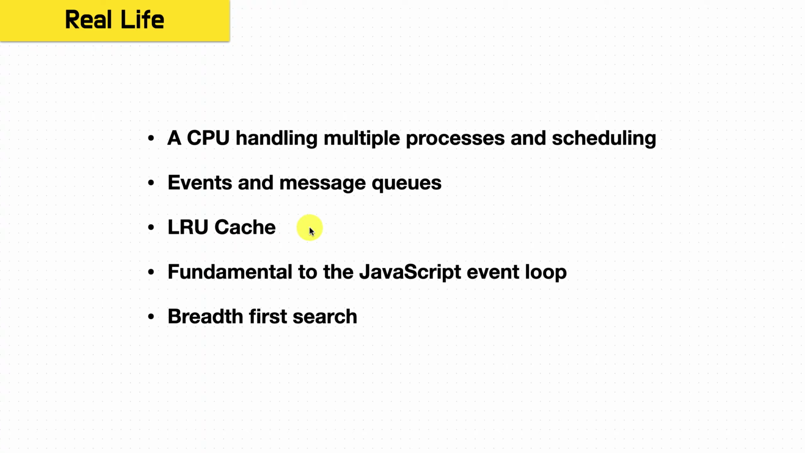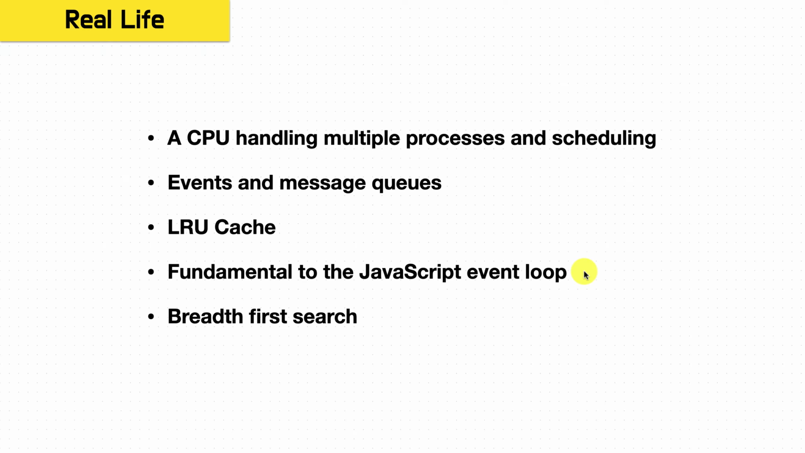Another example is caching, or specifically an LRU, or least recently used cache. You want to remove the items that aren't used often. So as an item's used, it's added to the back of the queue, and then when you need space, items at the front of the queue that haven't been used much will then be removed.